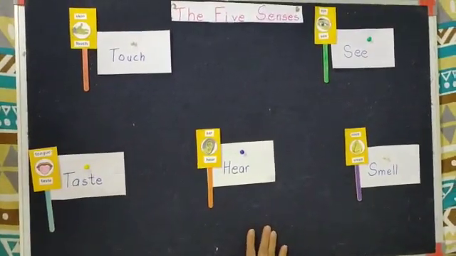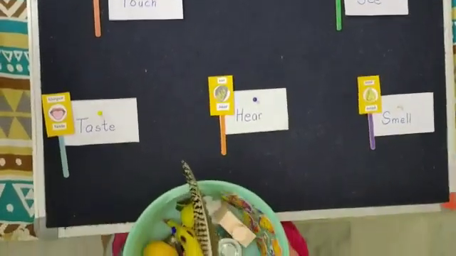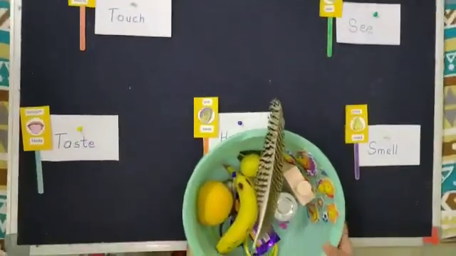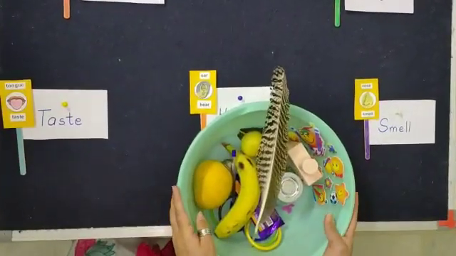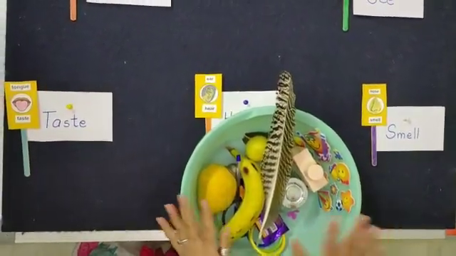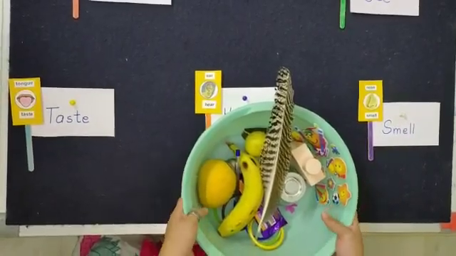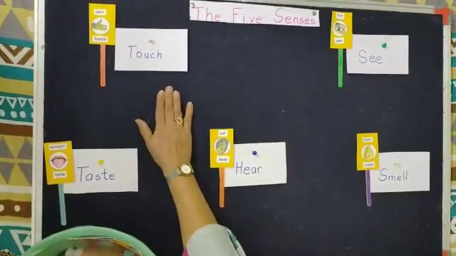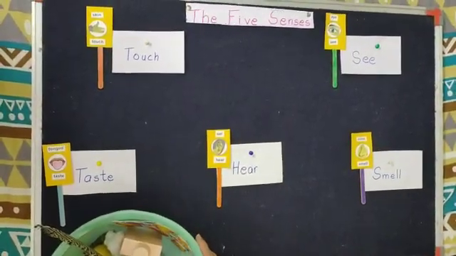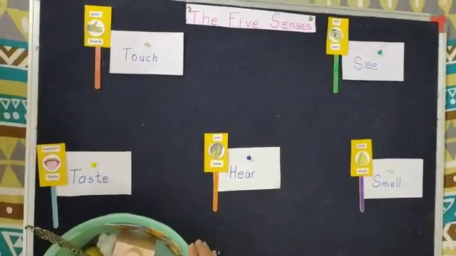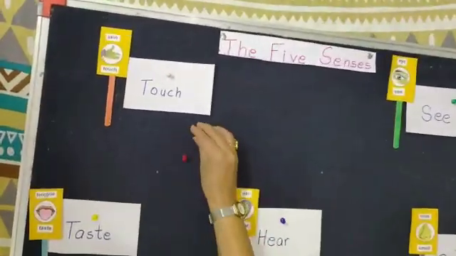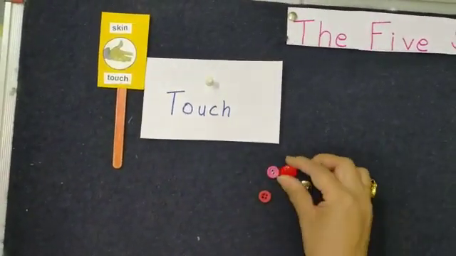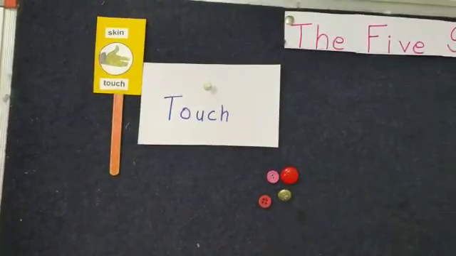Now I have a few items here which I have collected from my house. You can do the same thing and you can have some different items. You can tell your mama to collect for you and you can start your activity. Now let's start with our first activity, which is touch. I have a few things like buttons. Buttons you can touch. You can see some are soft, some are hard, some are metallic.